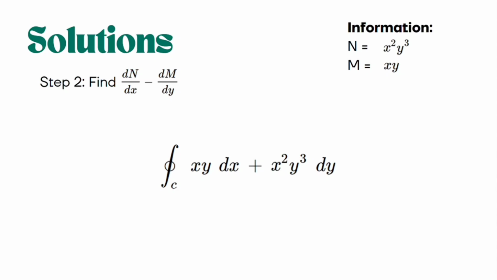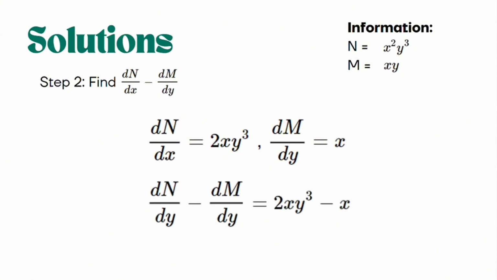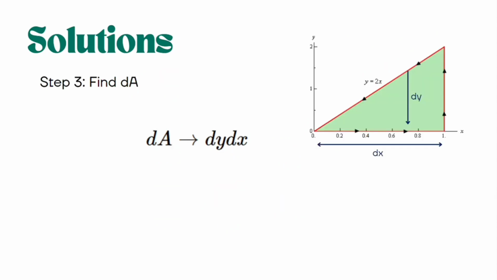Step 2, from the equation, we got the information N equal to x squared y cubed, M equal to xy. We differentiate N with respect to x, we got 2x y cubed, and differentiate M with respect to y, we got x, and we got 2x y cubed minus x. Step 3, find the dA. We choose dy dx from the figure. Range for y is 0 until 2x, and range for x is 0 until 1.